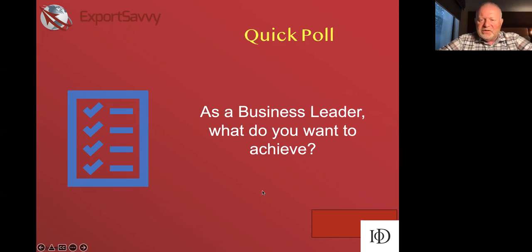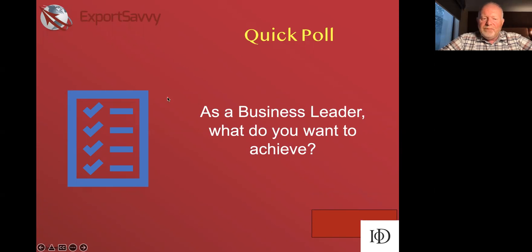Increasing the value of the business, 70% of you, attracting investment for 40% of you, and removing barriers to growth is 40%. Now, the good news is we're going to talk about all of those things today. So we're not just really going to talk about international trade. We're going to look at how exporting can help you to achieve all of those individual things.